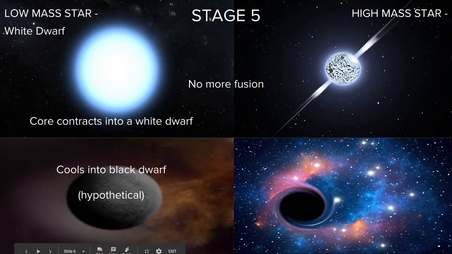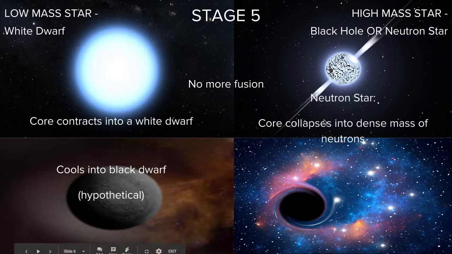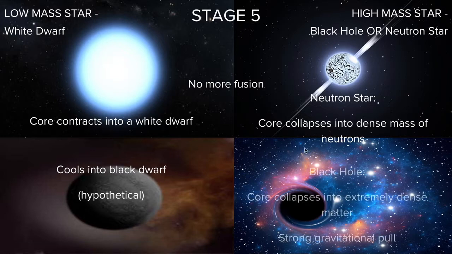Now for high mass stars, it either forms a black hole or a neutron star after the supernova. So a neutron star is when the core collapses into a dense mass of neutrons, so it's made up of neutrons. But sometimes instead, the star's core will collapse into extremely dense matter, which is a black hole. So it's much more dense than a neutron star, and this black hole is usually formed with bigger stars, and has such a strong gravitational pull that light cannot even escape it.